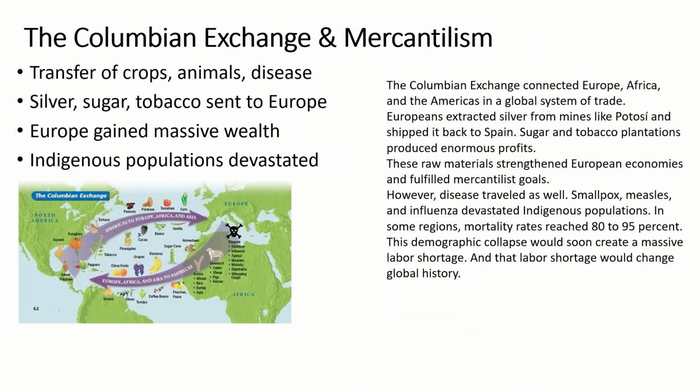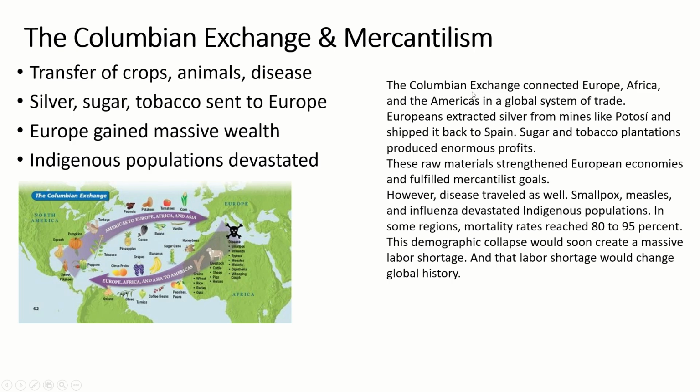Okay. The Columbian Exchange and mercantilism. Key points: transfer of crops, animals, and diseases. Silver, sugar, and tobacco sent to Europe. Europe gained massive wealth. Indigenous populations devastated. You can see in the picture what North America sent to Europe, and what Europe sent here. So many diseases, livestock, grains, plants. You can see right there.